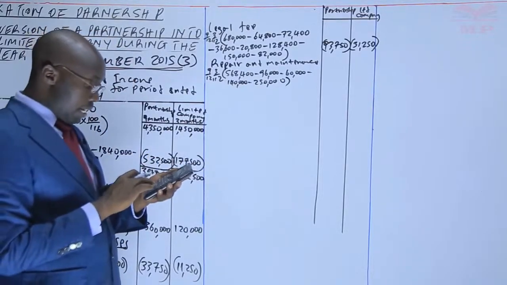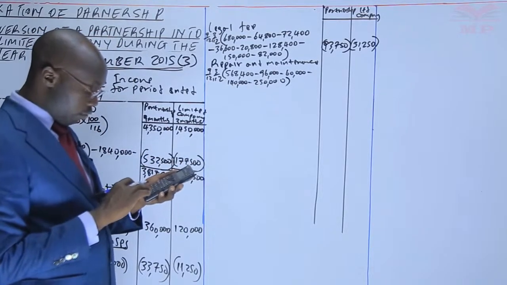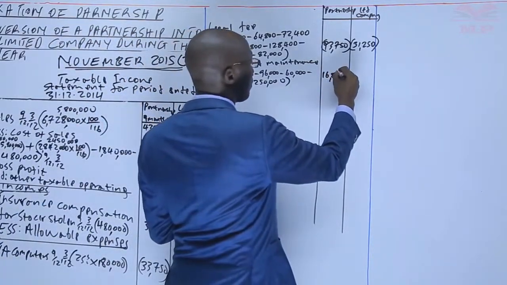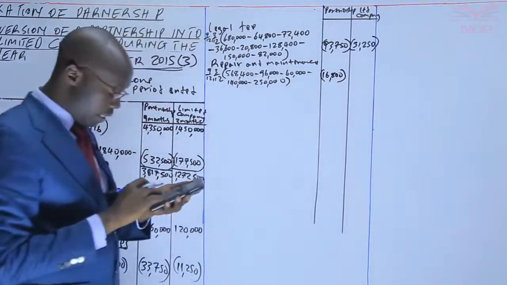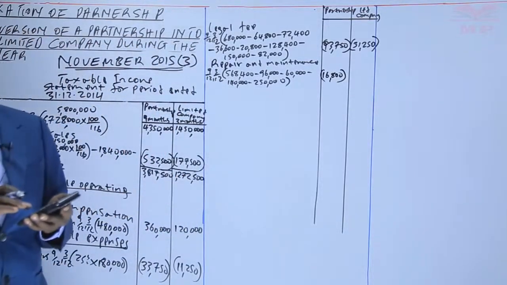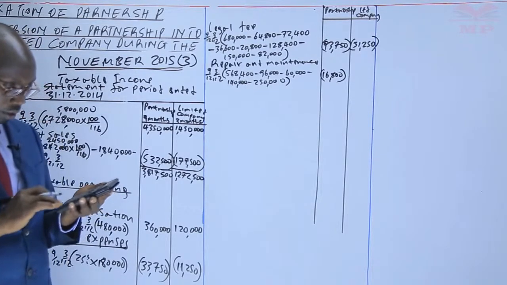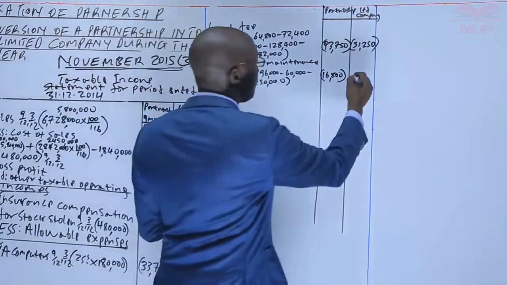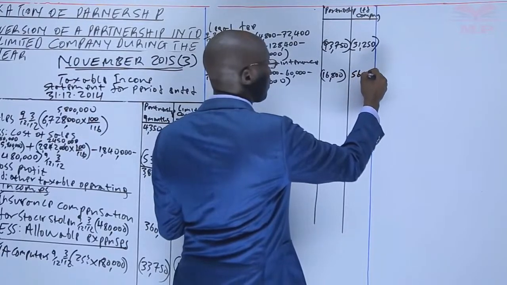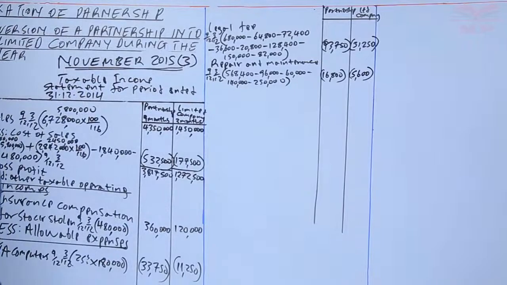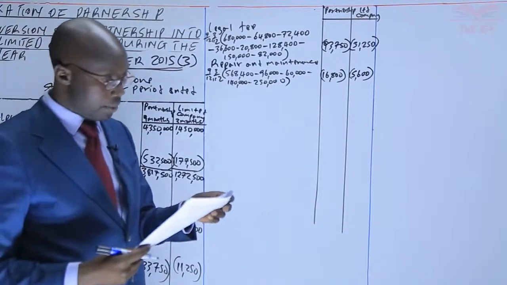So we times by 9, divide by 12, which you have 16,800. And then we take the other one, which we saw is 22,400. Times 3 divided by 12, 5,600. And then we go back to the income statement. We continue looking for allowable expense.